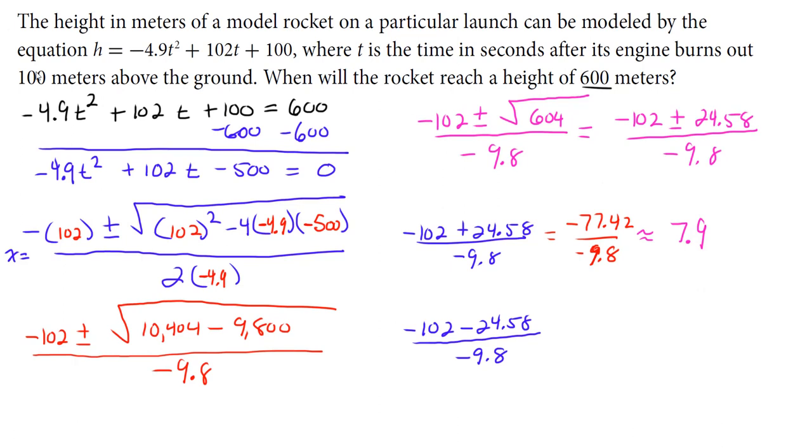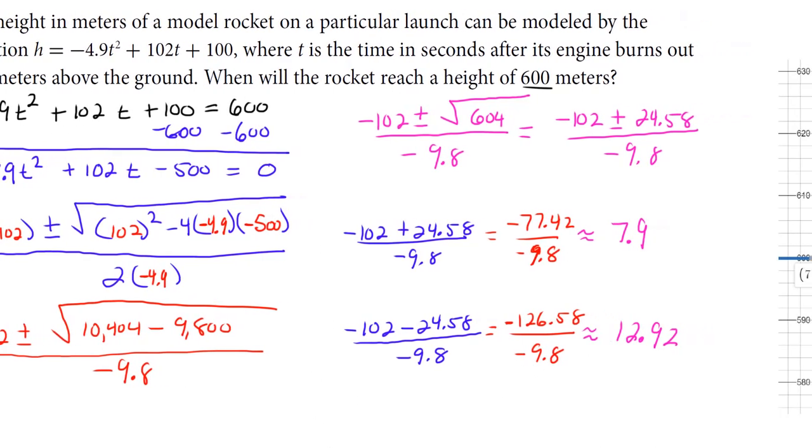Second fraction, negative 102 minus 24.58 is negative 126.58, divided by negative 9.8 is approximately 12.92. So you see here in this situation, both of our solutions are positive. So this looks like the rocket reaches a height of 600 meters twice. And that is actually true, because this is a model rocket.